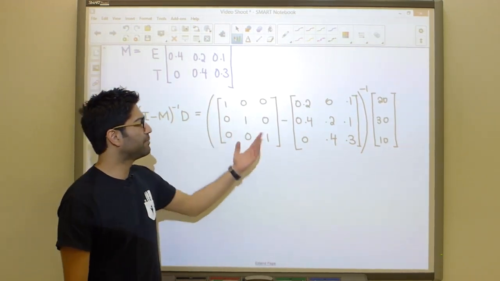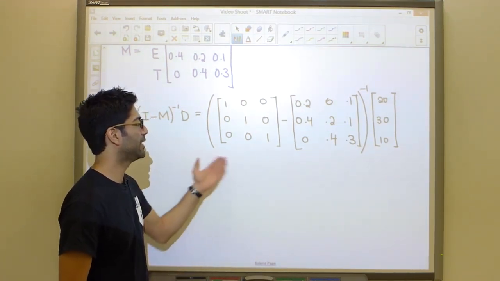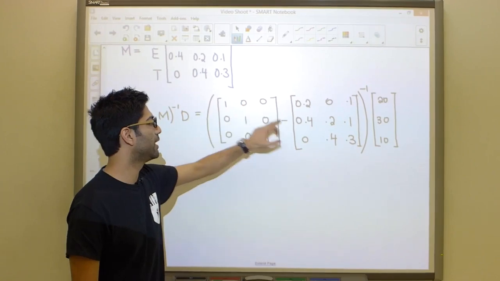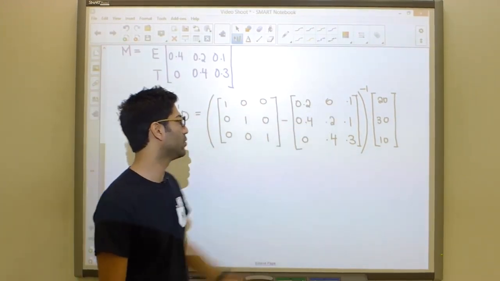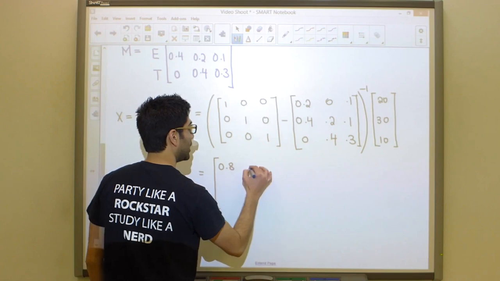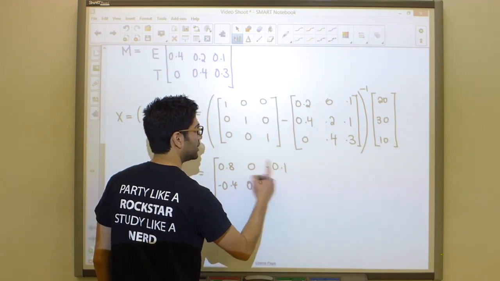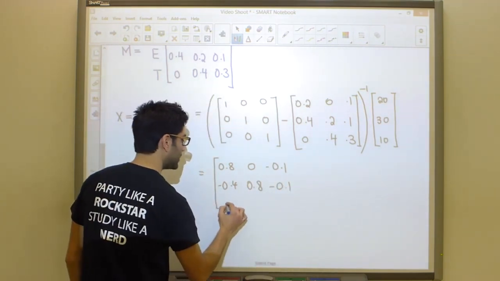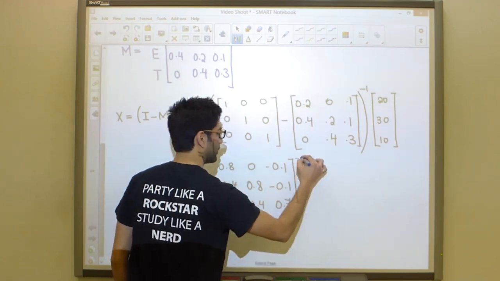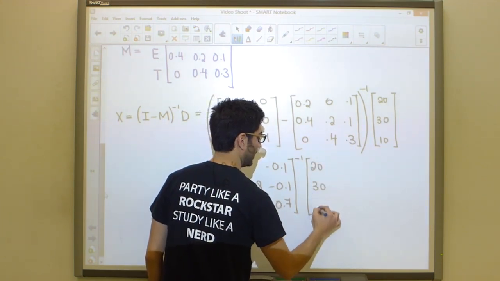Now we're going to spend one step simplifying this, and in order to do that, it is intuitive. In order to subtract matrices, as long as their dimensions are equal, we just subtract corresponding entries. So 1 minus 0.2, 0 minus 0, 0 minus 0.1, and so on and so forth. If we do this, here's what we're going to end up with. So 1 minus 0.2 is 0.8, 0, negative 0.1, negative 0.4, 0.8, 0 minus 0.1 again is negative 0.1, 0, negative 0.4, and finally 0.7. So we have to take the inverse of this and then at the very end multiply it by our demand of 20, 30, and 10.